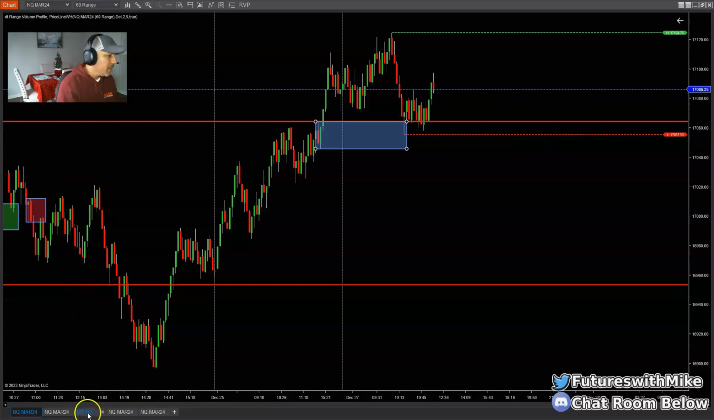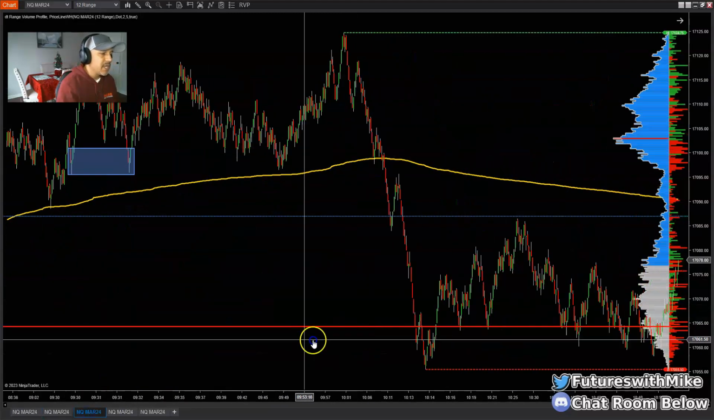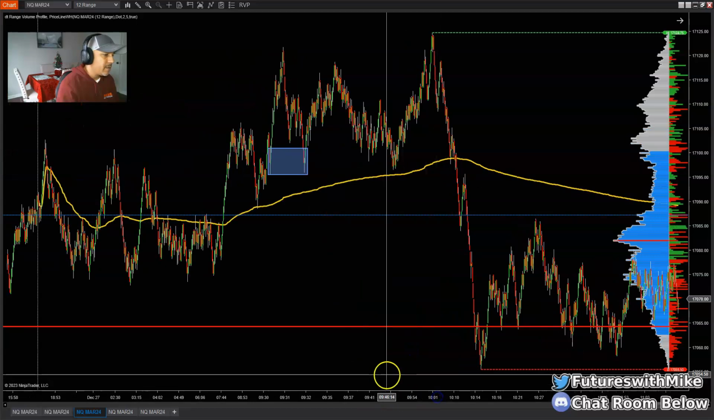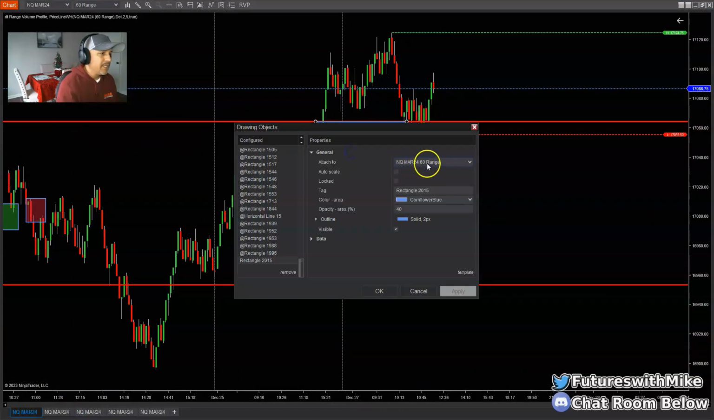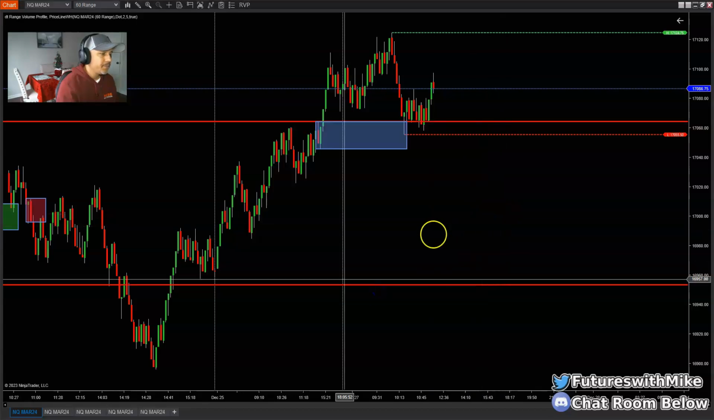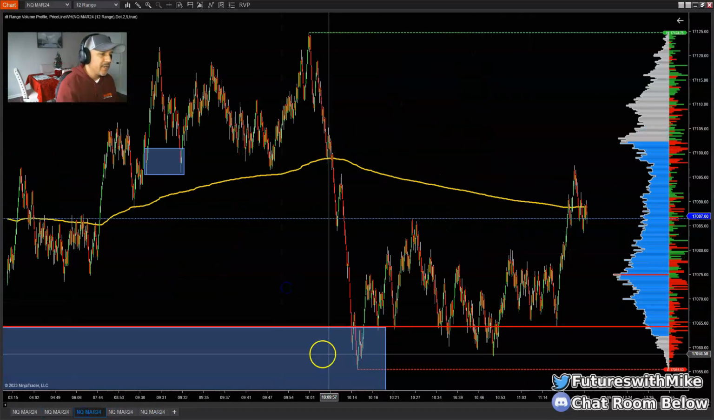So let me show you. Move down to my 12 range chart. This is my lower time frame. So we're talking about this general area right here. Let's go ahead and place this zone on all charts. That way we can see it on the 12 range. So here it is right here.